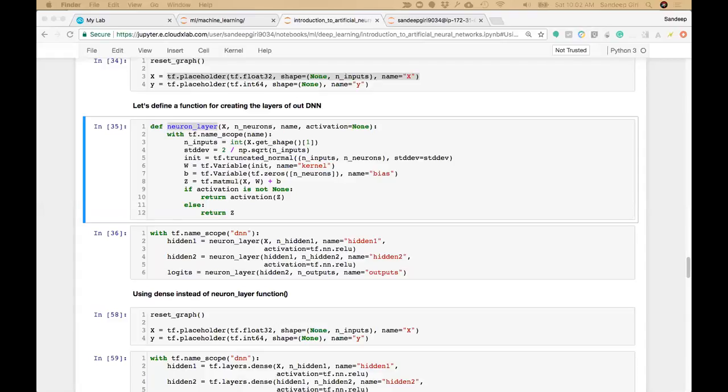What is the difference between W and name kernel here? Basically, it's the same thing. Okay.